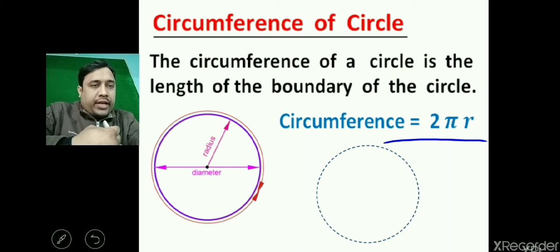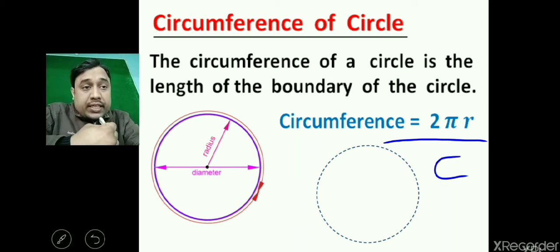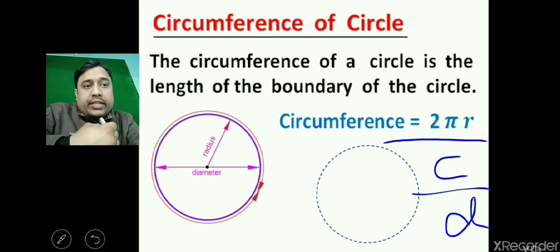You can find its value when you divide the circumference by double of radius, that is, when you divide the circumference c by the diameter d, you can find that constant pi. That's why we say that the ratio of circumference and diameter is a constant, and that constant is an irrational number represented as pi.